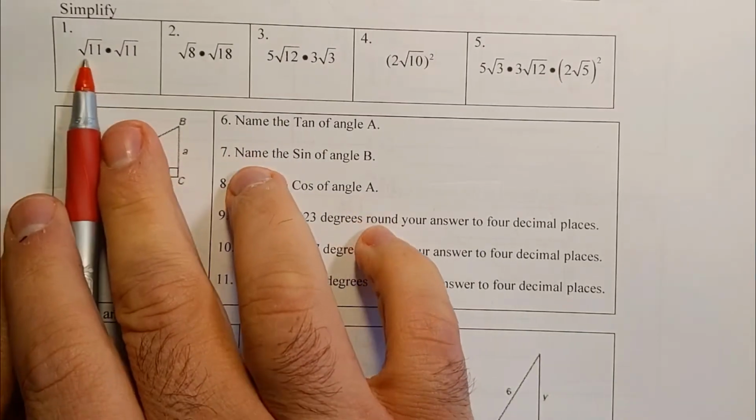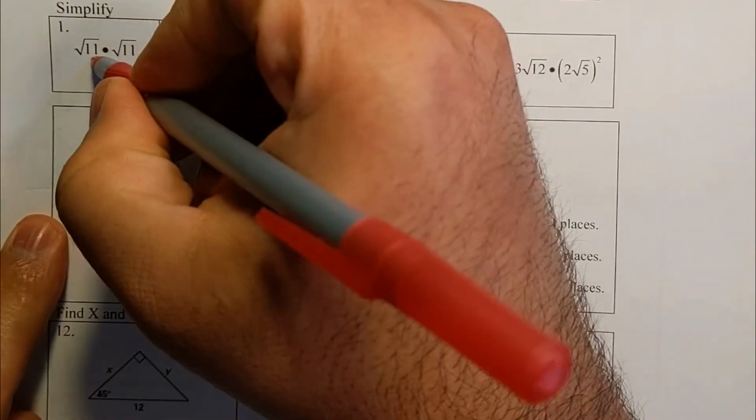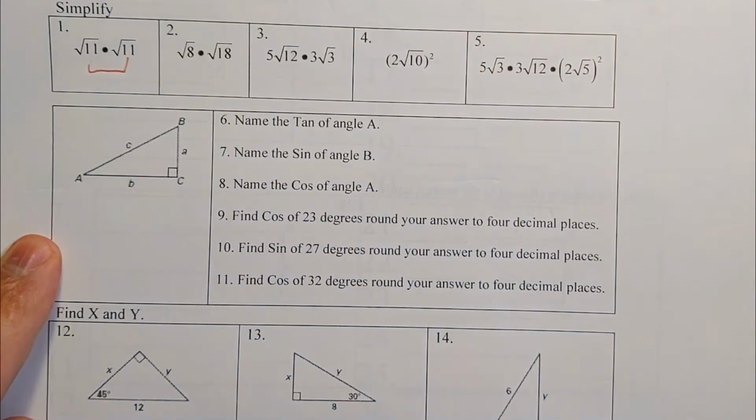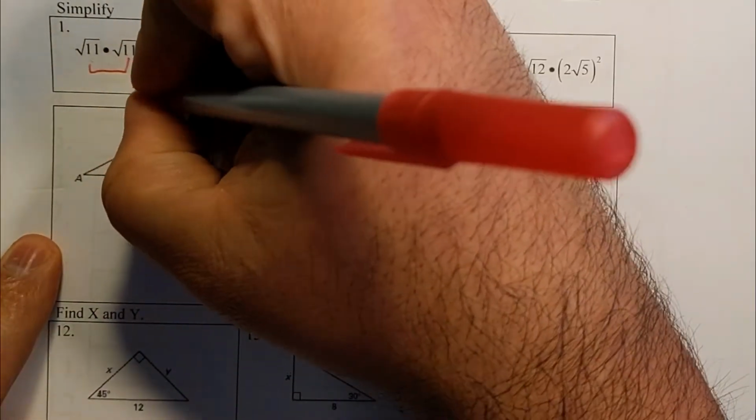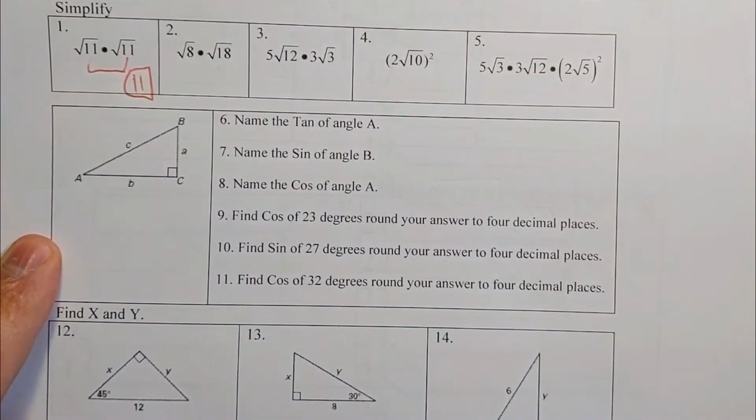So for example, right here we have two 11s. Remember that if you have two of the same number inside of the square root, they can go outside the square root. So your answer would just be 11.